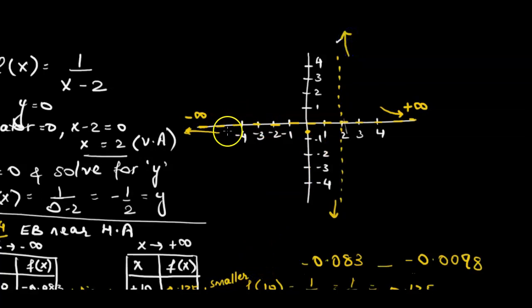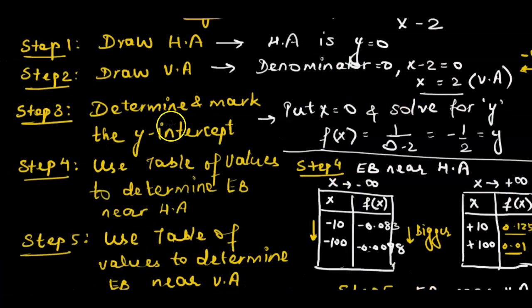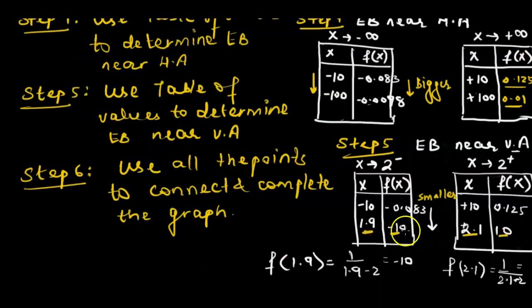So all we have to do is now just connect the arrows, making sure we cross through the y-intercept. And here also we connect the arrows. And this is how we get the graph using the second way. So all we have to do is just follow these steps. Get the horizontal asymptote, vertical asymptote, then mark the y-intercept, use the table of values to determine end behavior near horizontal asymptote, then use table of values to determine the end behavior near vertical asymptote, and connect everything to make it into a graph.